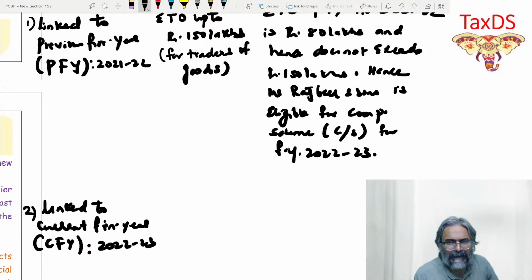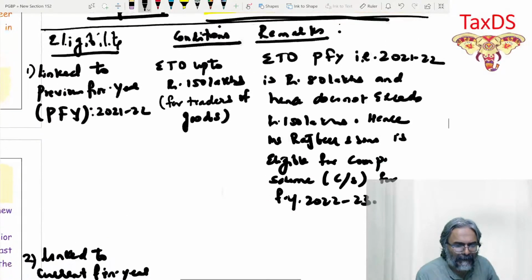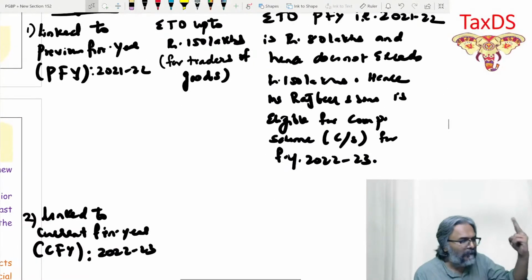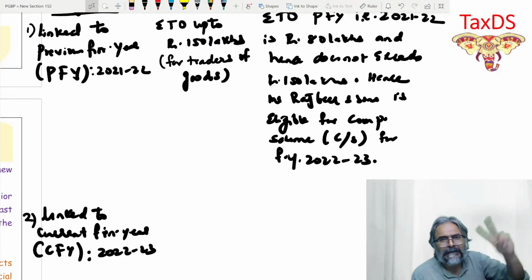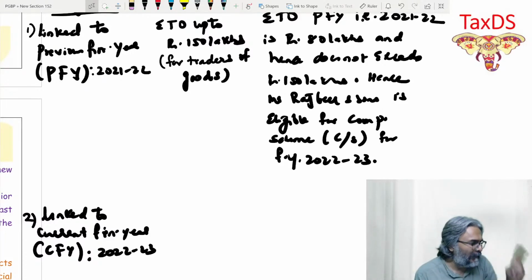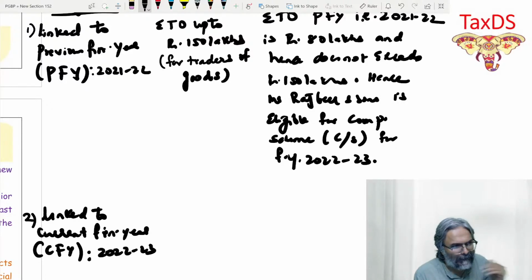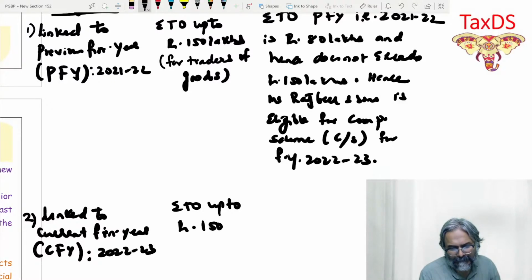Now, eligibility condition. So this is also the eligibility condition, students. There are two eligibility conditions. I told you in the concept class that one is for the PFY and another is for the current financial year. And therefore, in the current financial year, the aggregate turnover, students, should be up to rupees 150 lakhs.